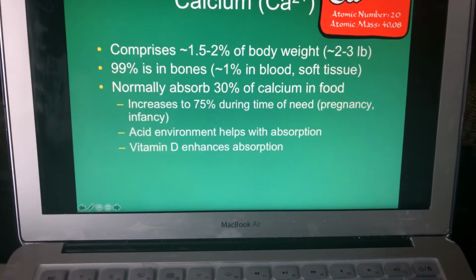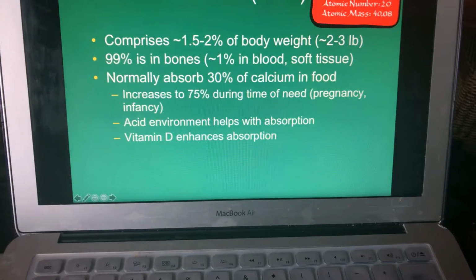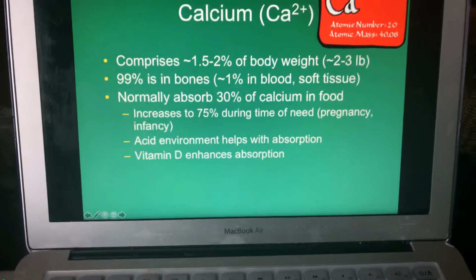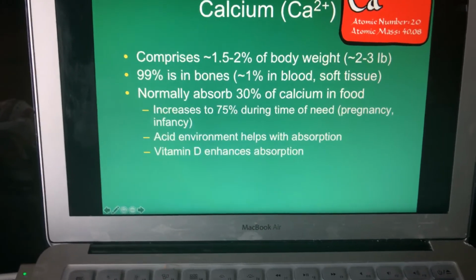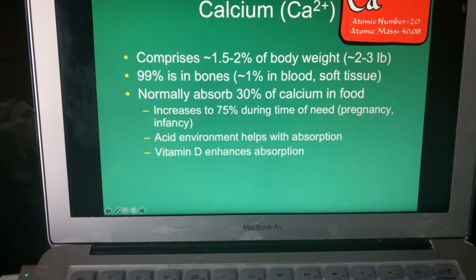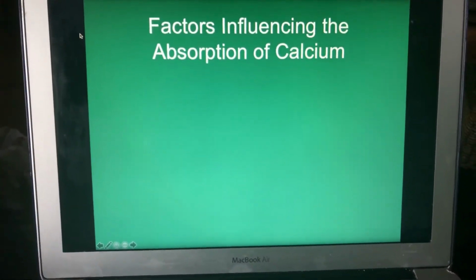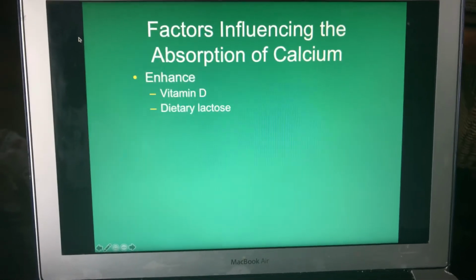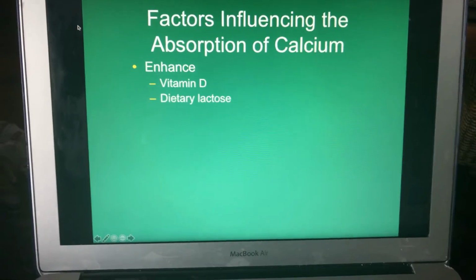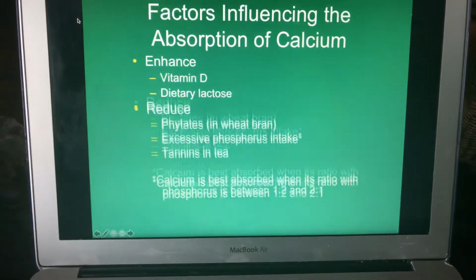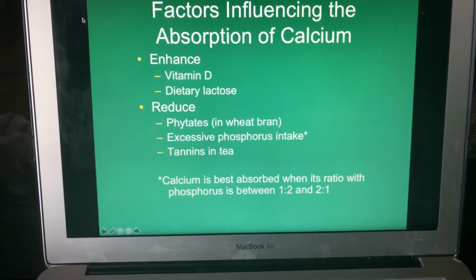This is a problem for people on those antacid medications. They're not going to absorb as much calcium, and they are finding that people who are on those medications long term seem to have increased bone fractures. Vitamin D also enhances absorption. That's one of the functions of vitamin D. So things that influence the absorption of calcium: vitamin D, lactose increases the absorption, and then the acidic environment increases absorption.